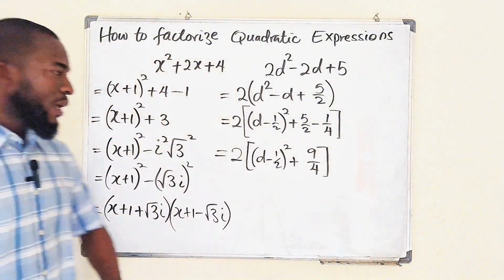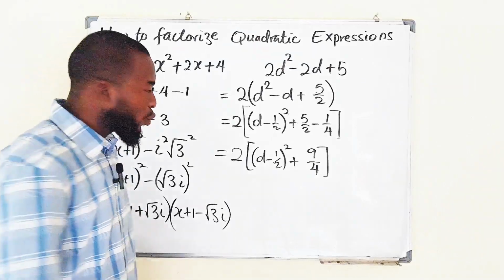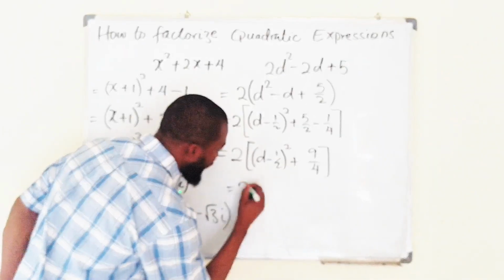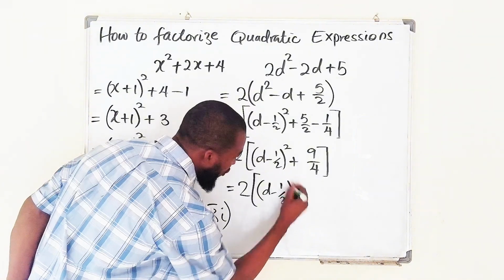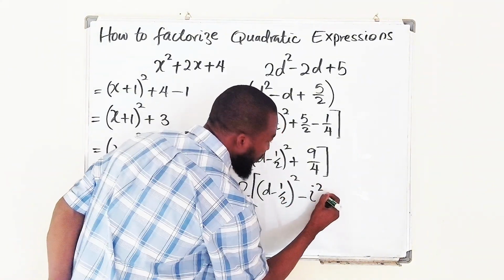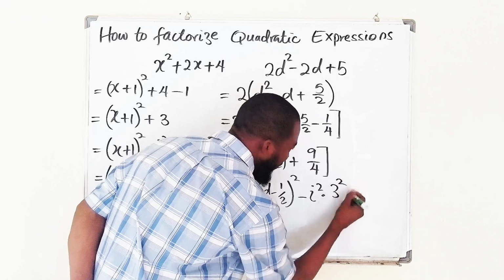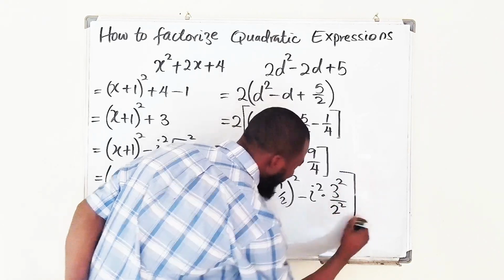All right, so from here, I would like to transform this positive sign into I squared. So this is equal to 2 multiplied by the whole of d minus 1/2 whole squared minus I squared multiplied by 9, which is 3 squared. 4 is the same thing as 2 squared.